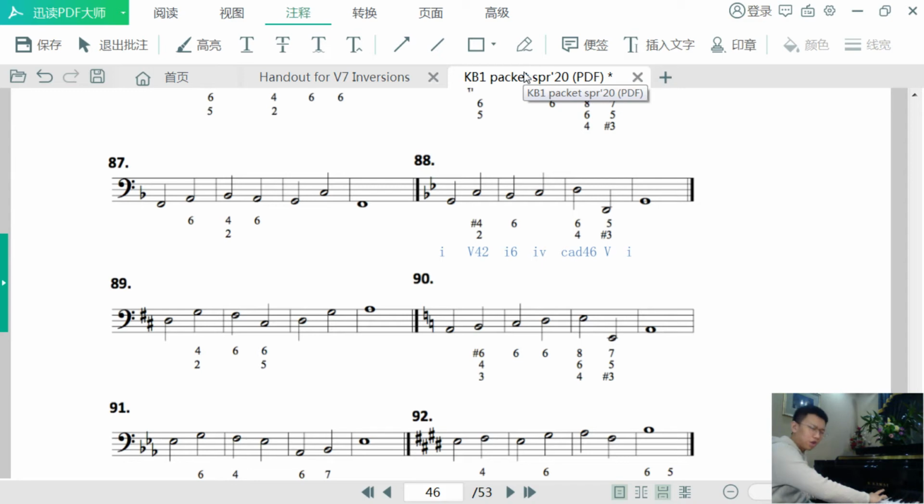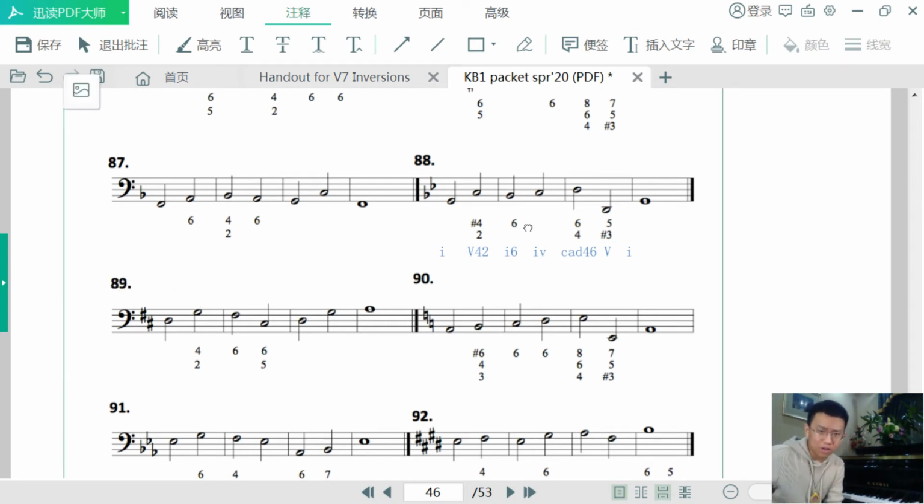C5 is the scale degree 3 in G minor, and you establish a strong opening. 4, cadential 6-4, 5, 1. Okay, that's it. And in the 89, there is the same technique with the 3 to 5 in the soprano.